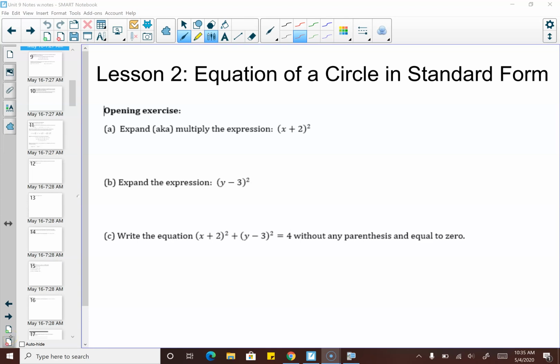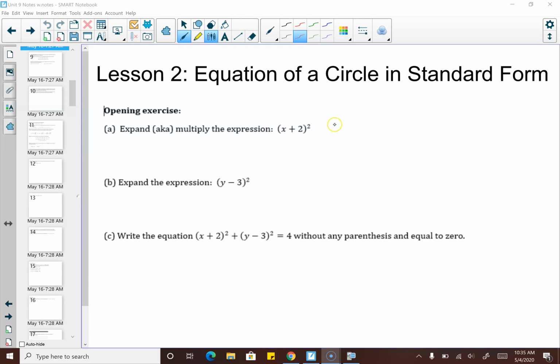So for lesson 2, we're going to look at the equation of a circle in standard form, which is a little bit different than the center radius form. Now we do know, or we can convert between the two, and that's going to be a major focus of the lesson. So the first one says to expand, aka multiply, the expression x plus 2 squared.